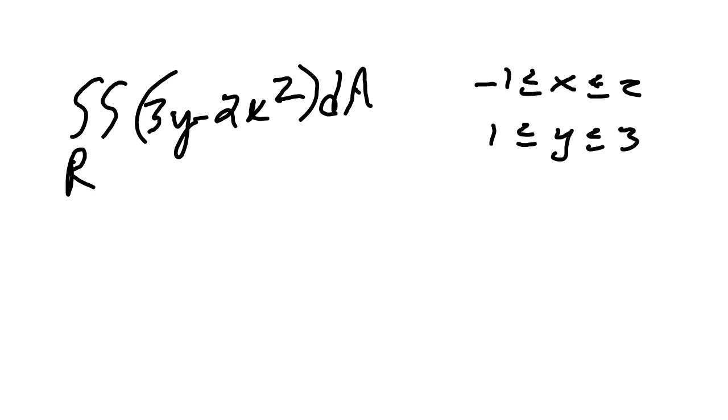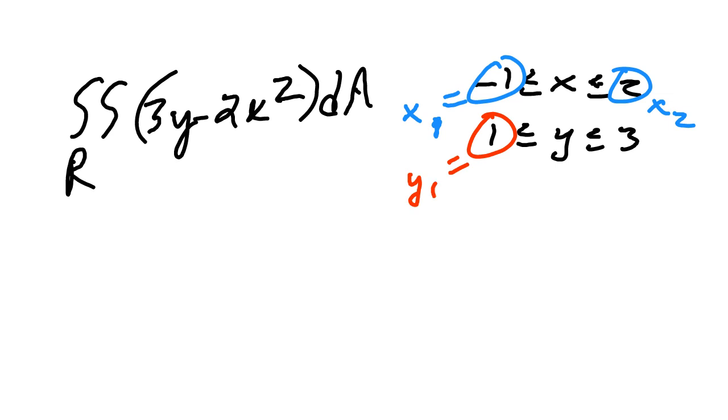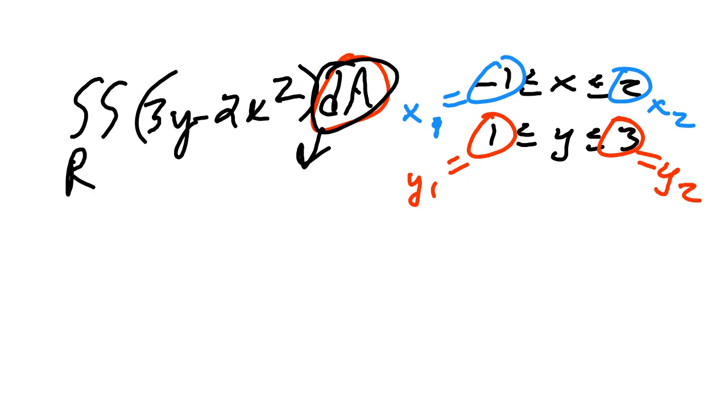Okay, so really what we're going to do is say, hey, this is my x1, this is my x2, right? And this is, trying to use the same colors, my y1, and this is my y2. And so instead of dA, we can split this up 2 ways. I can either take it with respect to y first, then with respect to x, or I can take it with respect to x first and then with respect to y.